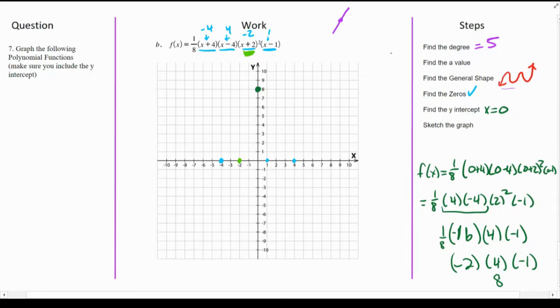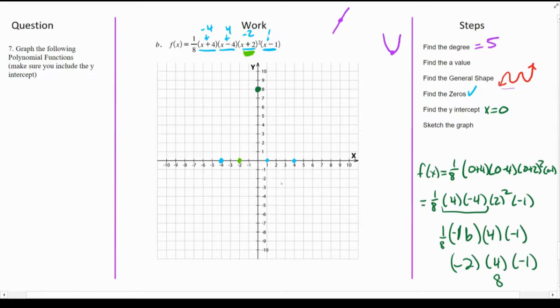The x plus 2 part, because it is squared, it means I'm going to bounce off it, either from the bottom or the top, whichever direction I come from. So to start, I'm coming up through this one here because it's blue. I come back down and I bounce off of the light green one. I go through my y-intercept.